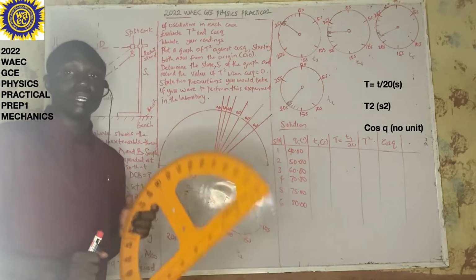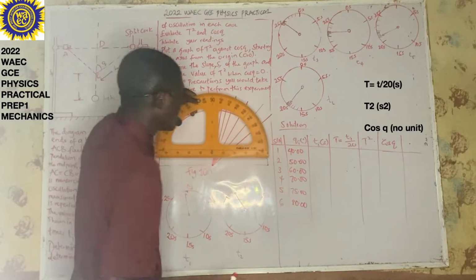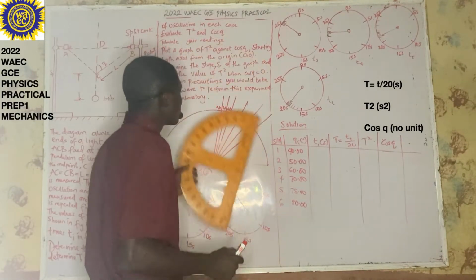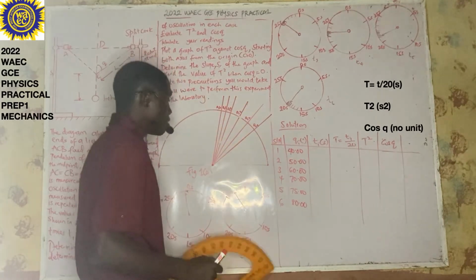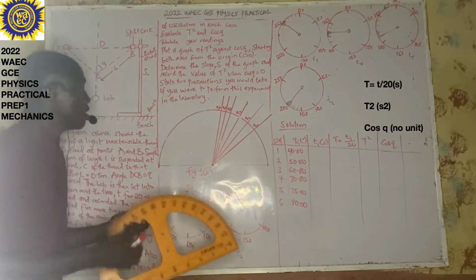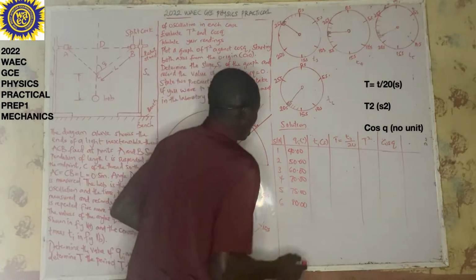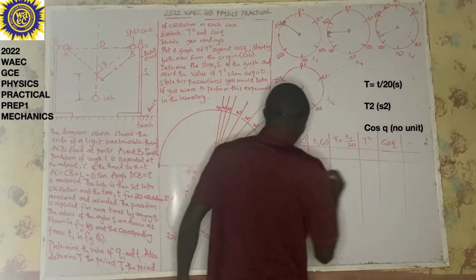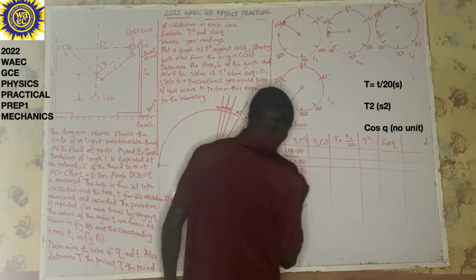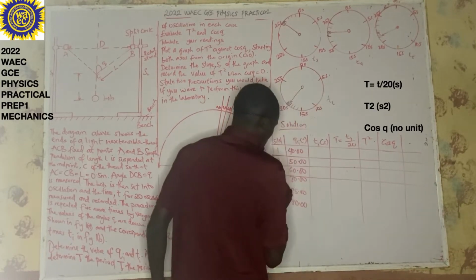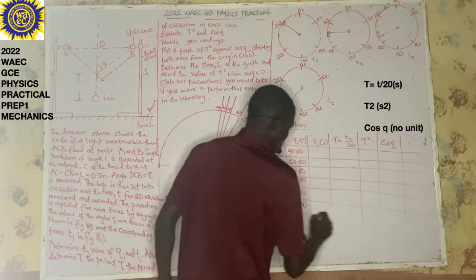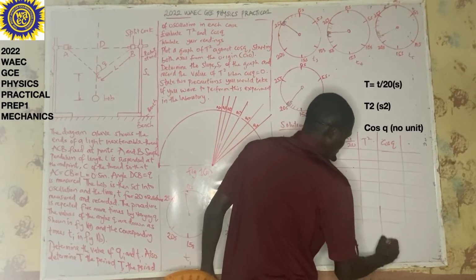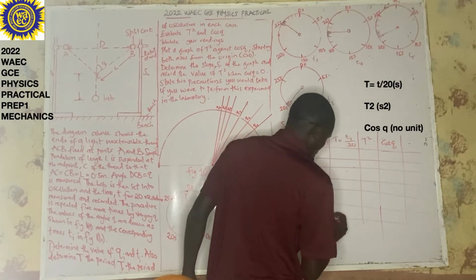Also ensure that you avoid any errors in reading. So we have successfully obtained our Q1, Q2, Q3, Q4, Q5, and Q6. So that's that about that. It's very, very simple. Now the next thing is to get our T for each angle. And don't forget, everything has been given to us using the figure.